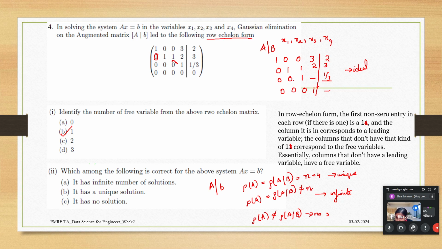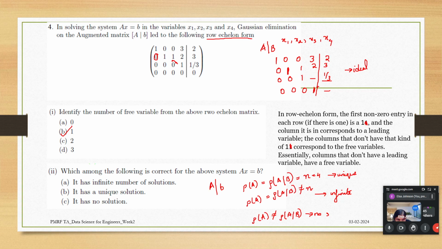Pavani, I'm explaining the first part again. Here you can see that if it's coming like this, in the row echelon form the first non-zero entry in each row: in the first row the first non-zero entry is a 1, in the second row the first non-zero entry is a 1, in the third row it is a 1, and in the fourth row also the first non-zero entry is a 1.